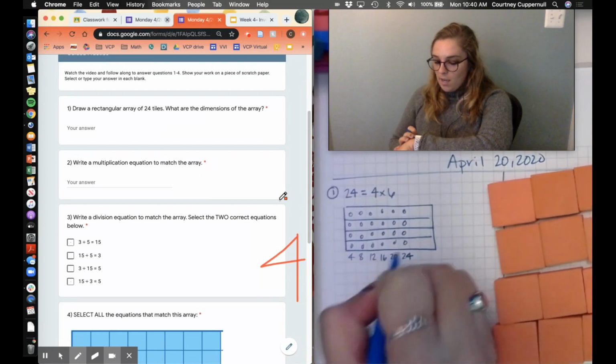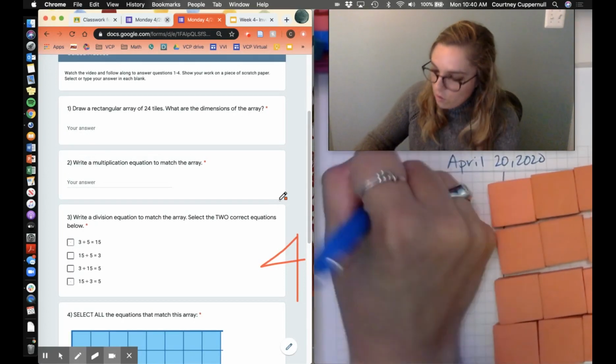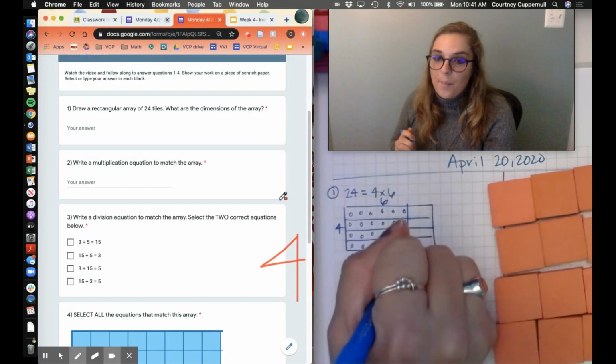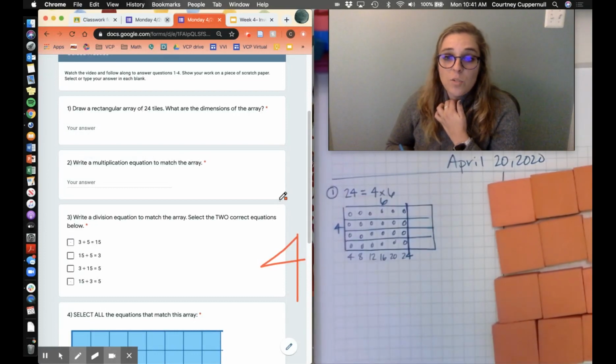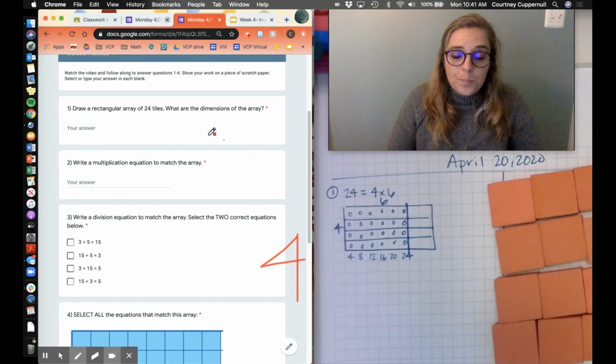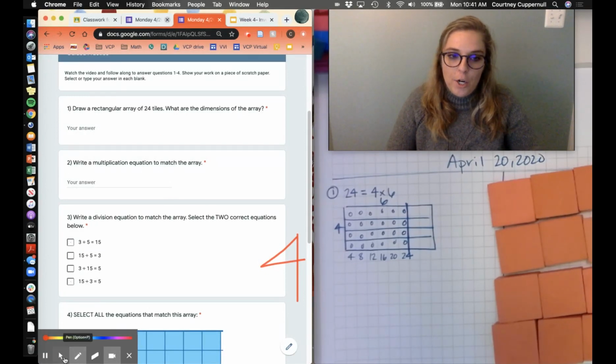So in this case, I know that a 4 by 6, even though there's a little bit of overhang, I'm just going to ignore it. Just draw a hard line like that. I know a 4 by 6 will give me 24. Now, it's really cool that we actually wrote it like this because let's look at our second question here.